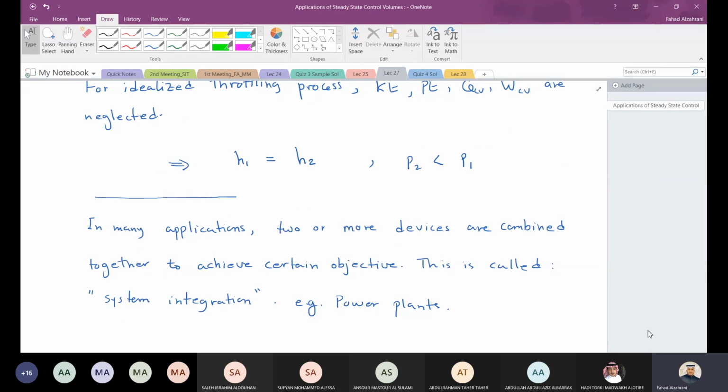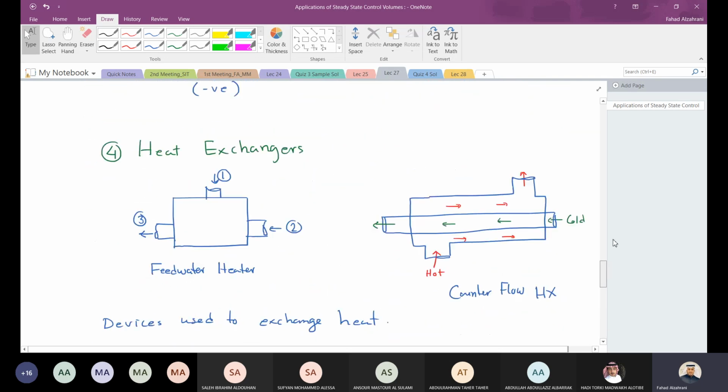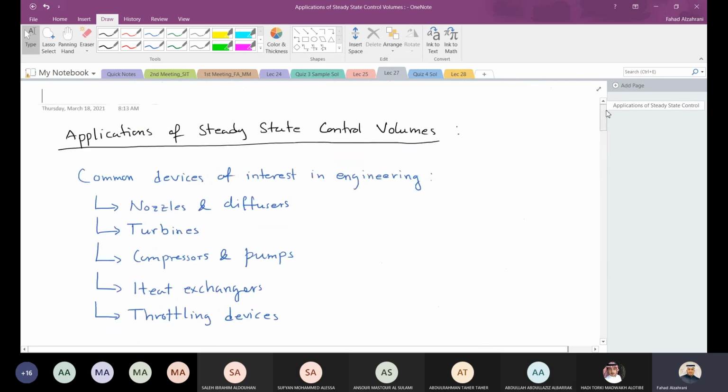And we also said that in many engineering applications, two or more devices are combined together to achieve a certain objective, which we call system integration, like generating power from a power plant, which can use compressors, pumps, gas turbines, steam turbines, etc. Okay. Any questions about this previous discussion? Today we'll take a couple of examples.